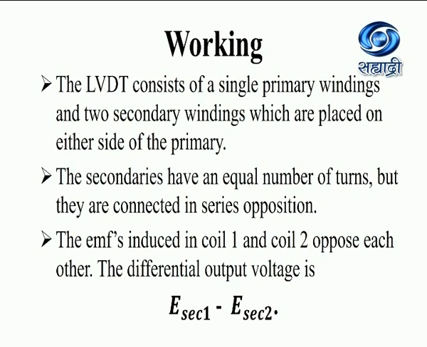The LVDT consists of a single primary winding and two secondary windings which are placed on either side of the primary. The secondaries have an equal number of turns, but they are connected in series opposition. That's why we get the EMF of coil 1 and coil 2 as a difference. The EMFs induced in coil 1 and coil 2 oppose each other, and the differential output is E secondary 1, the EMF at secondary coil 1, minus E secondary 2, the EMF at secondary coil 2.